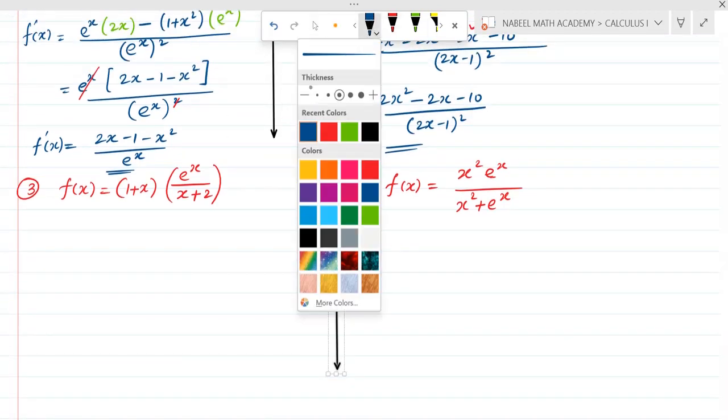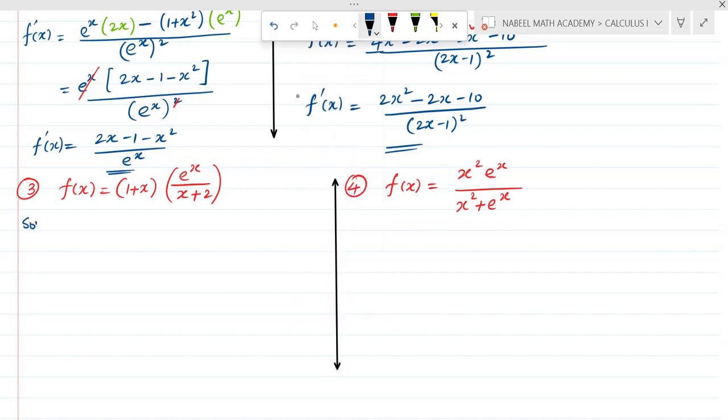In this problem, how will you solve? This is f into g. When you do the g, you have to use the product rule. Here I write the rule: f prime is equal to f prime g plus f g prime. When you do the g prime, here you have to use the quotient rule. In one problem, we are using both rules. So first we are using the product rule.